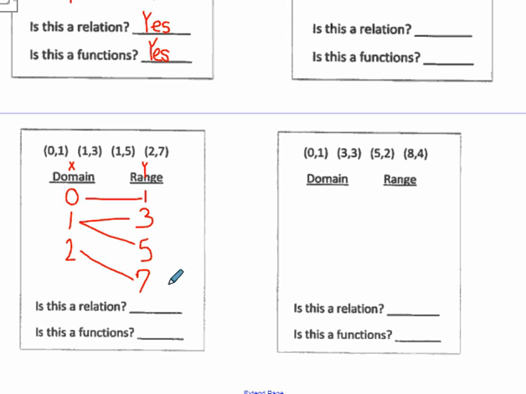Now I'm ready to map. So I'm going to follow each of the ordered pairs. 0 maps to 1. 1 maps to 3. 1 maps to 5. And 2 maps to 7.